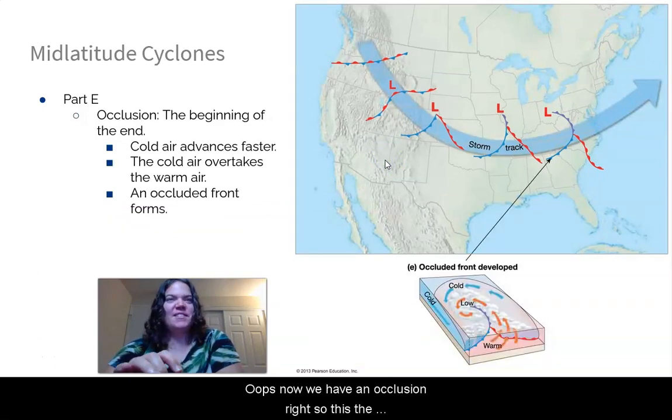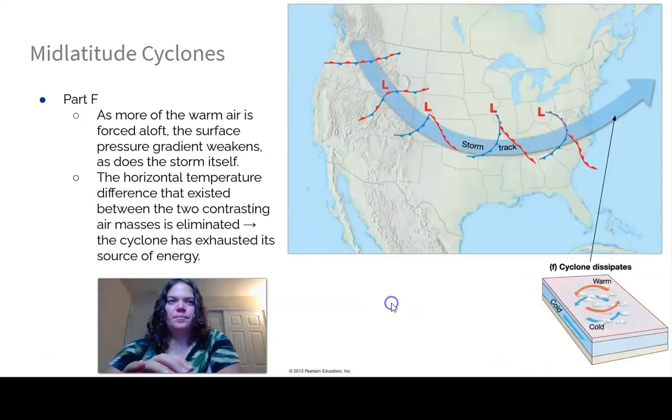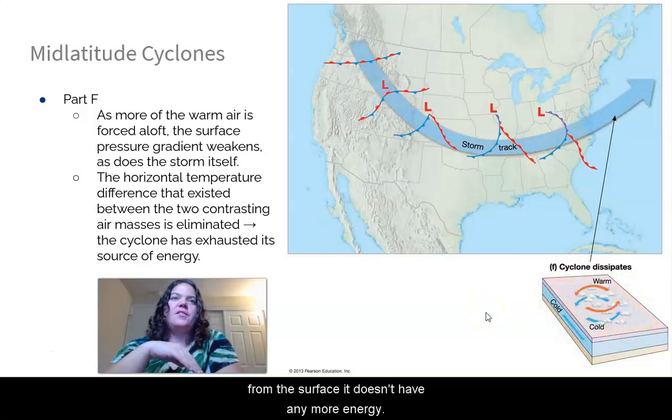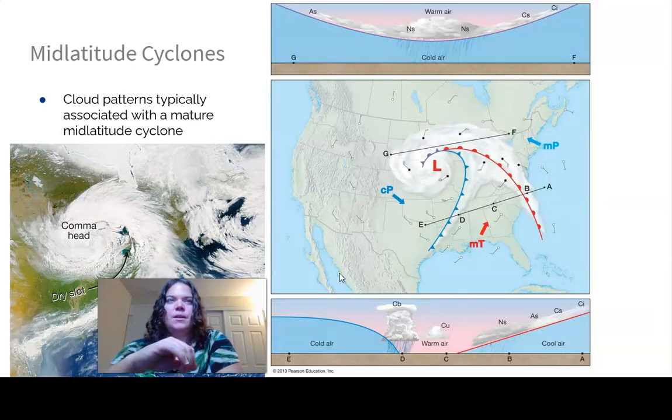Oops, now we have an occlusion, right? So this is the beginning of the end of the storm. The cold air has now overtaken the warm front, and the occluded front has begun. So after that, the cyclone is going to dissipate because the warm air is stacked on top of the cold air. It's cut off from the surface. It doesn't have any more energy. So the storm will dissipate. Basically, the pressure gradient has weakened to almost nothing. Okay.